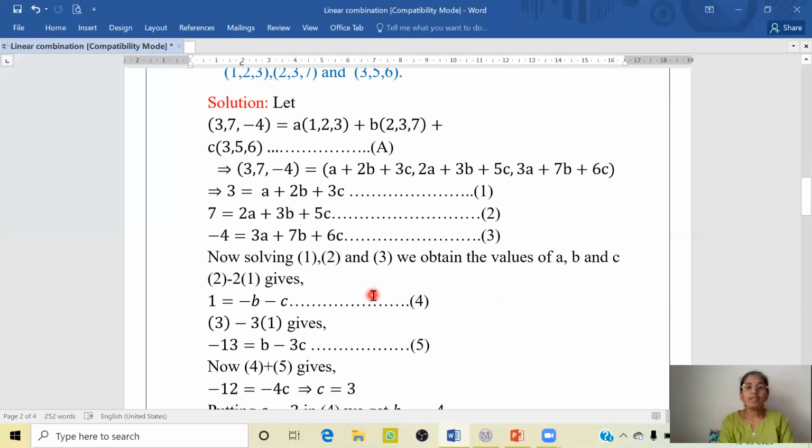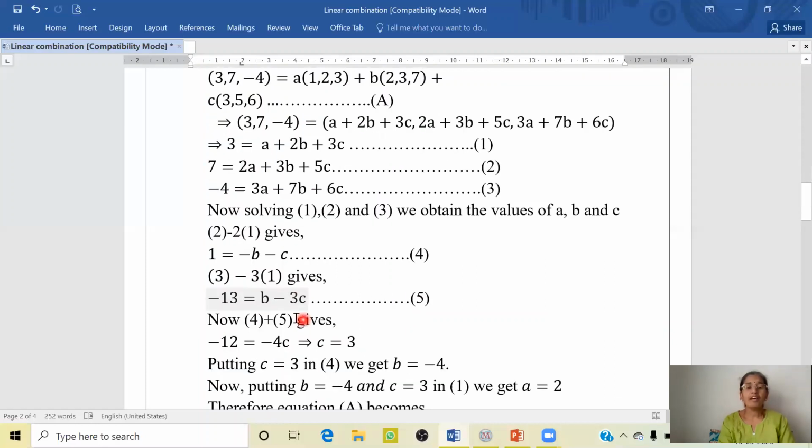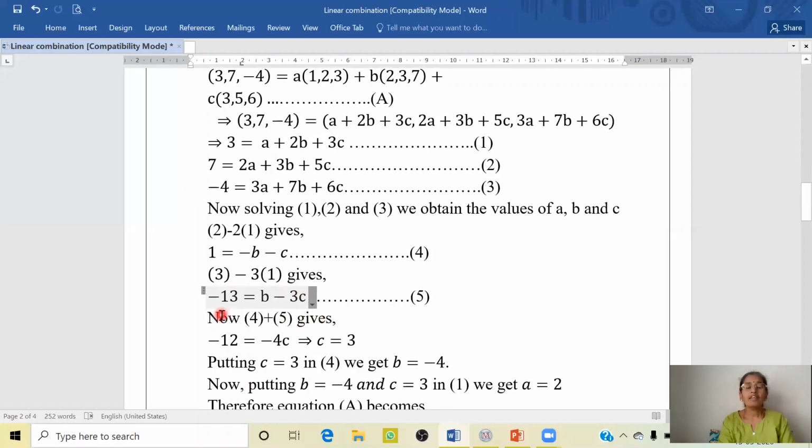To obtain the values of A, B and C, let us use the elimination method to solve these three equations. To begin with, equation number 2 minus 2 times equation 1 gives us minus B minus C is equal to 1. Let us call it expression 4. Next, let us take expression 3 minus 3 times expression 1, and it gives us B minus 3C equal to minus 13. In these two processes, we have eliminated the constant A and obtained two linear equations in B and C.